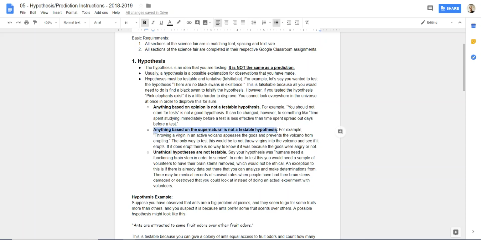The next thing is anything supernatural. You should probably not have an approved idea if this is the direction you're heading. So just in case, maybe read through that just to be sure.